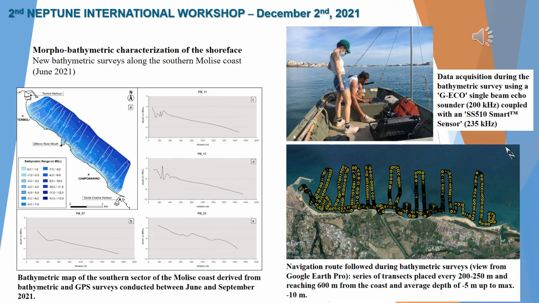For the morphobathymetric characterization of the shoreface zone, bathymetric surveys were carried out in June 2021 as part of the Interreg Italy-Croatia Cascade project. For these surveys, a single beam echo sounder was used, following a series of transects about 200 to 250 meters distant from each other and reaching 600 meters from the shoreline, with an average depth of -5 meters above sea level. The surveys have thus allowed obtaining a bathymetric map and a relative profile of the submerged beach.